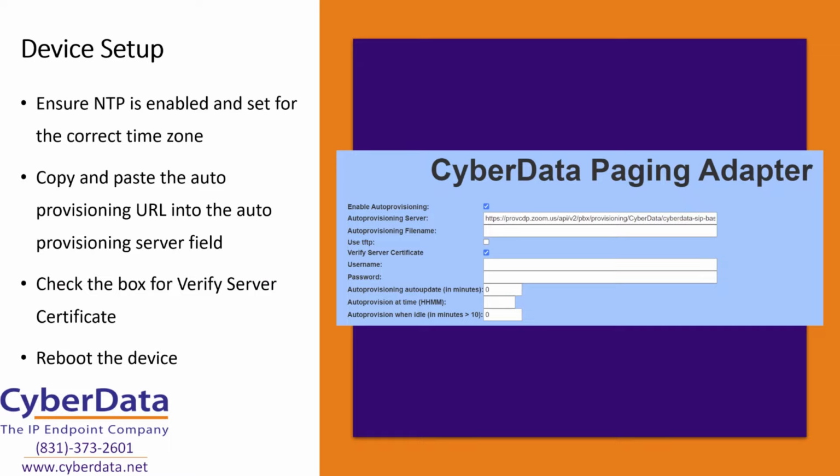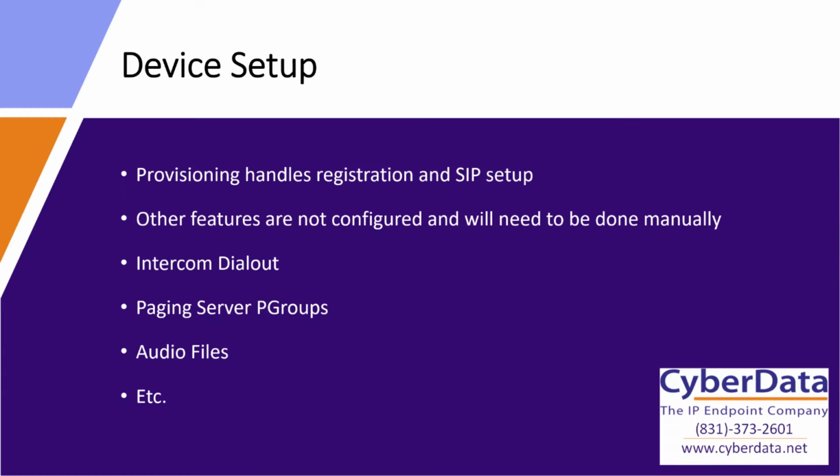So you want to make sure you check that box. If you don't check that box to verify server certificate, it's not going to provision. And then finally, all you've got to do is, of course, save your settings and then reboot the device, and it's going to auto provision. It's going to grab its configuration file, and assuming everything worked properly, it's just going to be ready to use on the platform. It's really, really cool and very automated to go through this process.